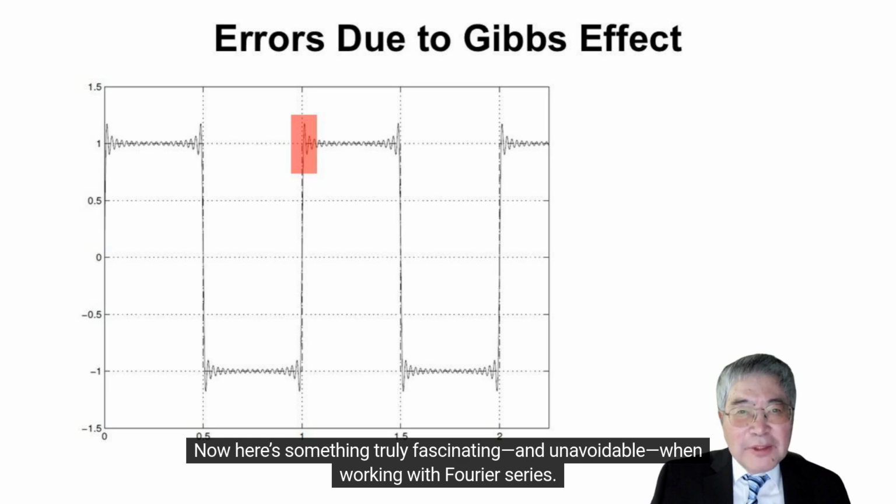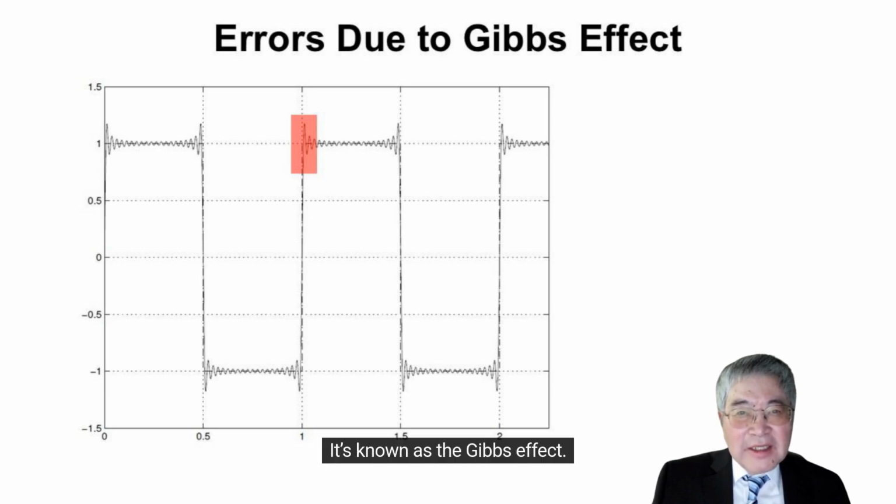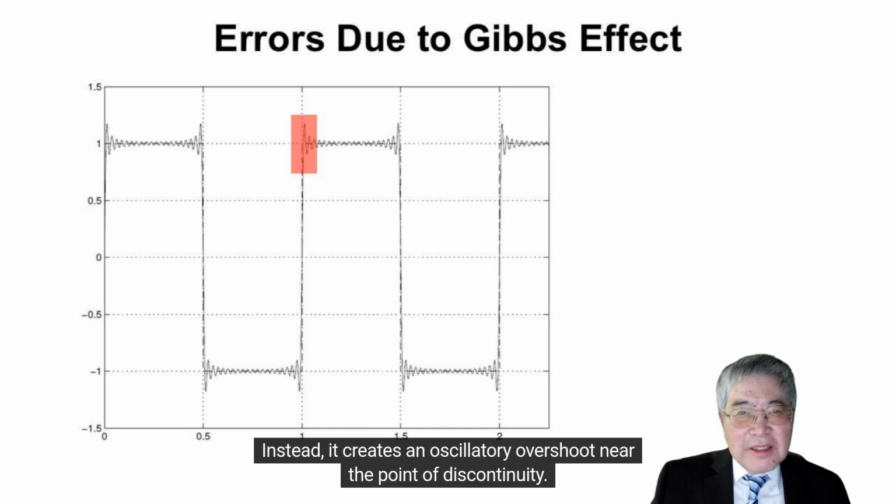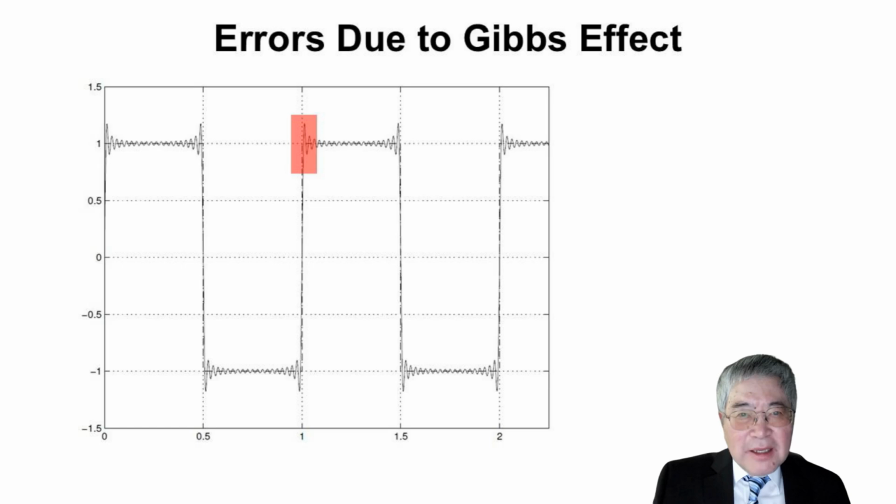Now here's something truly fascinating and unavoidable when working with Fourier series. It's known as the Gibbs effect. Let's revisit what we saw on the previous slide. When we try to approximate a function with a sudden jump, like our square wave, the Fourier series doesn't quite nail the jump. Instead, it creates an oscillatory overshoot near the point of discontinuity. You can see these ripples in the red highlighted regions on this plot.